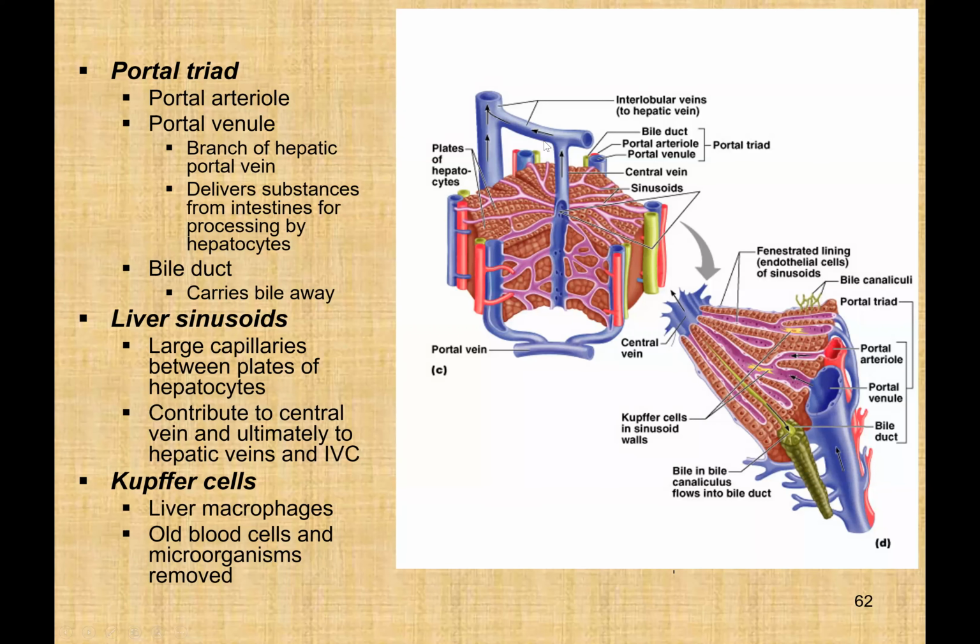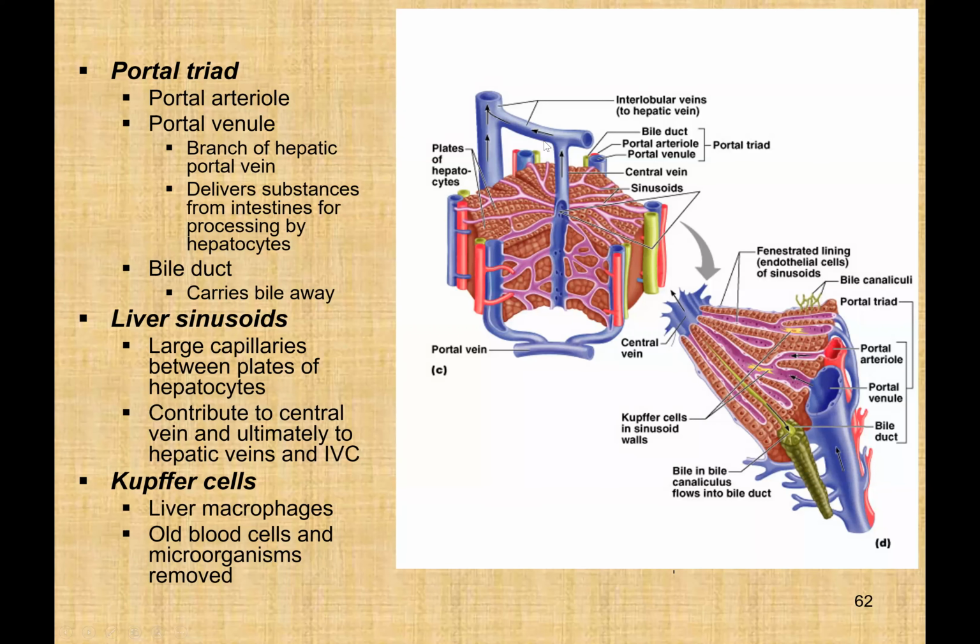So this is just to show us a superior view of this. You can see the portal venule, the portal arteriole, moving the information to the central vein and in and out. This is also the bile duct. Whatever is produced here will be moved into the bile duct, and then the bile duct meets the pancreas at the hepatopancreatic ampulla.